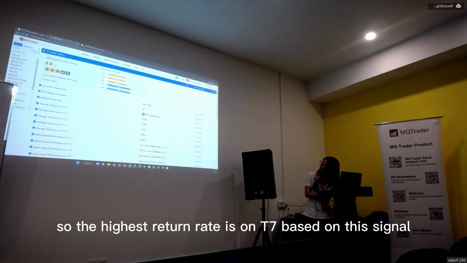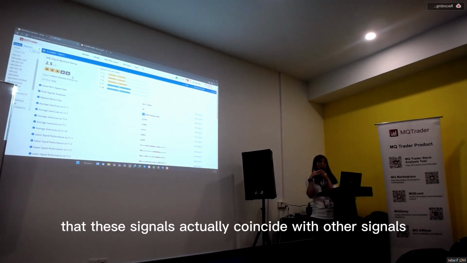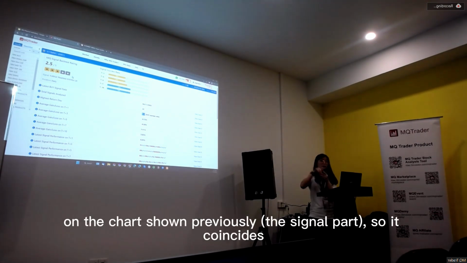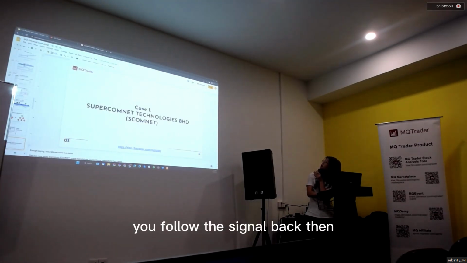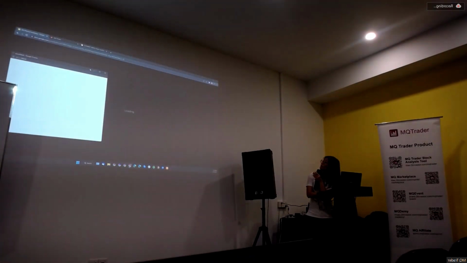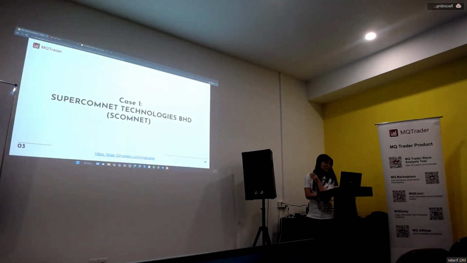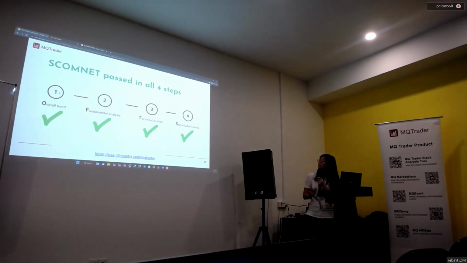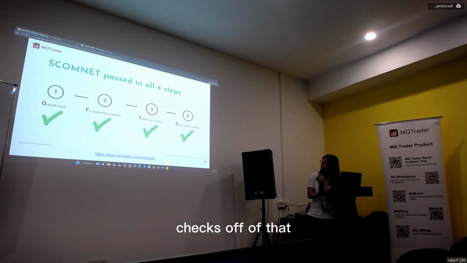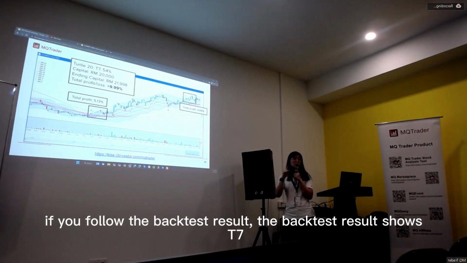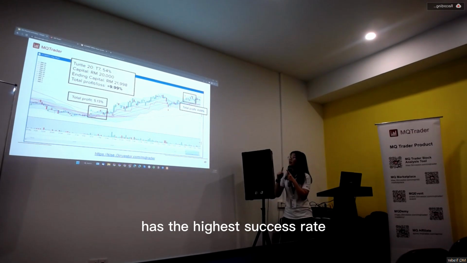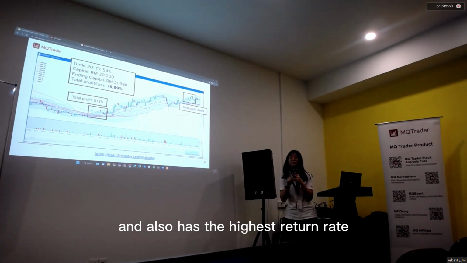So the highest return rate is on T7 based on this signal, and we'll check that these signals actually coincide with other signals as well. Back previously on the signal part. Okay, so it coincides with other signals. We will see what happens if we follow the signals back there. Okay, it checks all our reports, checks all our steps, and then this is what happens if you follow the backtest result. The backtest result shows T7 has the highest success rate and also the highest return rate.